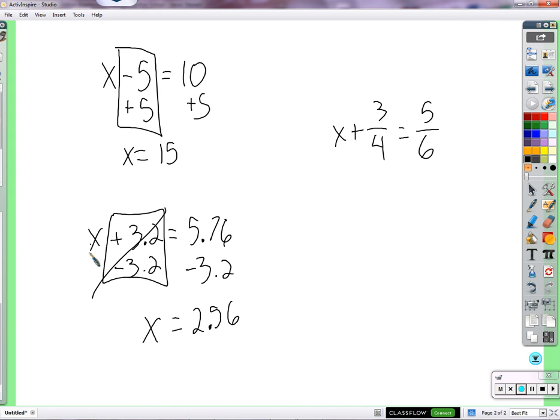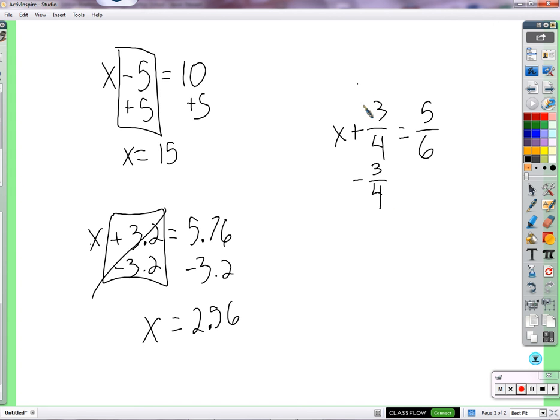How about this one? X plus 3/4 equals 5/6. X plus this 3/4 is equal to 5/6. So how do I figure out what 1x is equal to? You have to find the common denominator. Because there are two denominators, before that you're going to subtract 3/4.